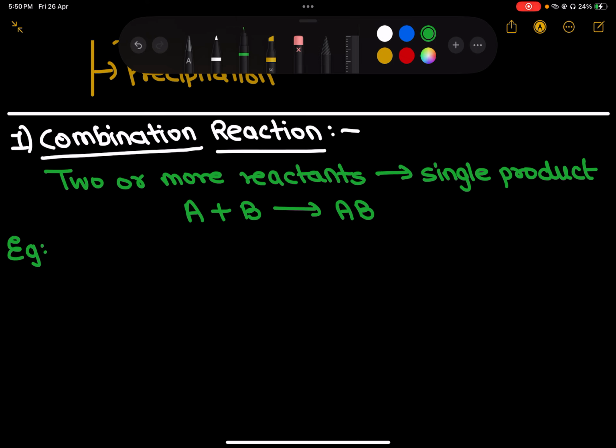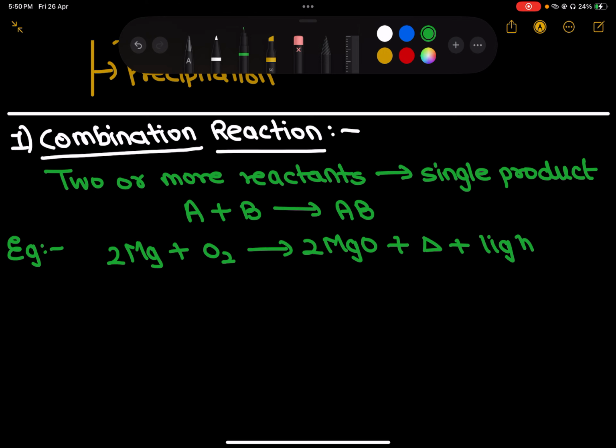Okay, so example 2Mg plus O2 gives 2MgO plus heat plus light. Okay, so here there are two or more reactants and there is a single product. So this is a combination reaction. Example of a combination reaction.